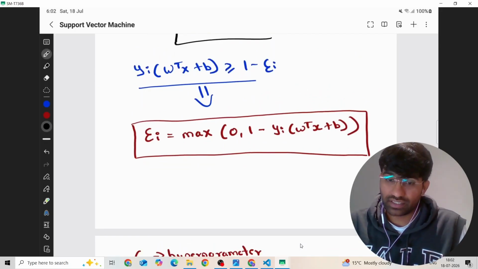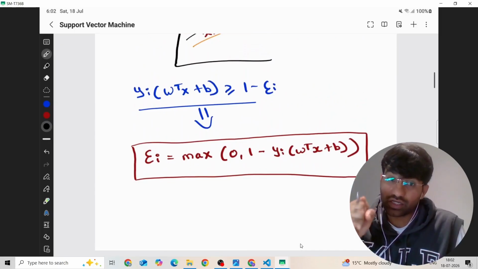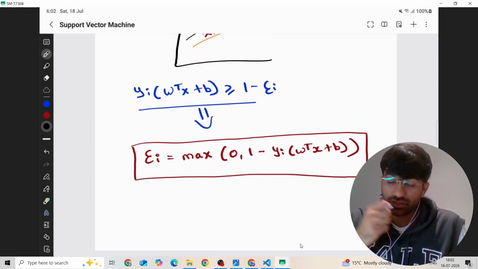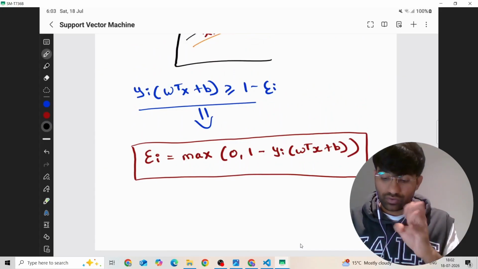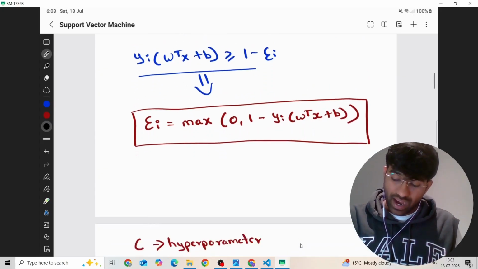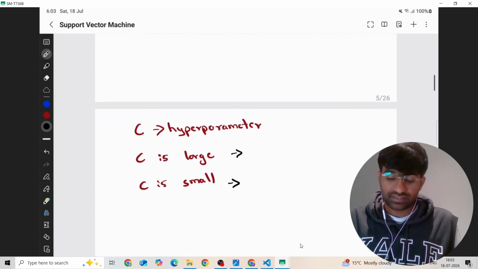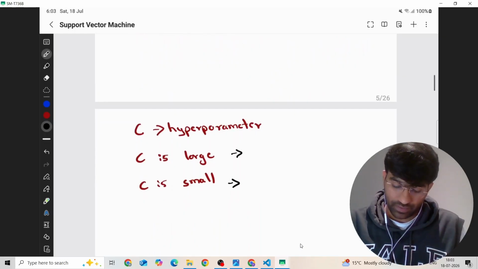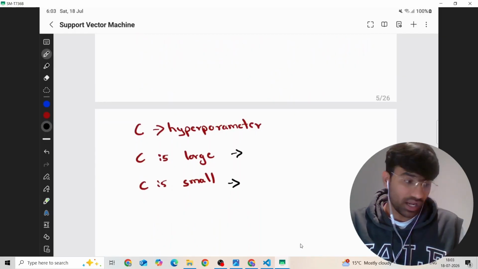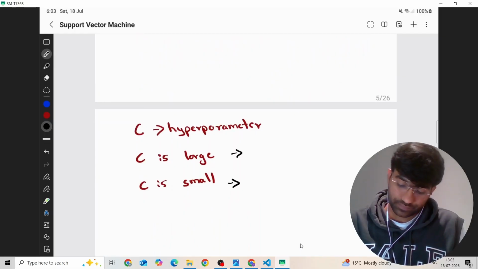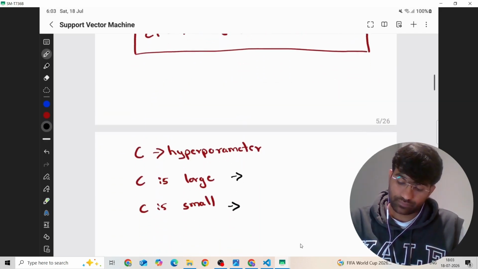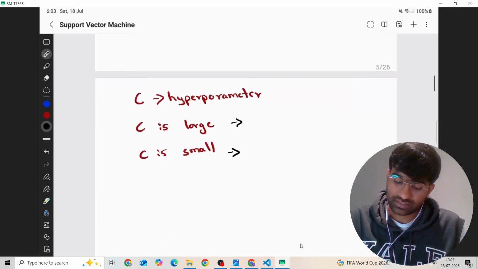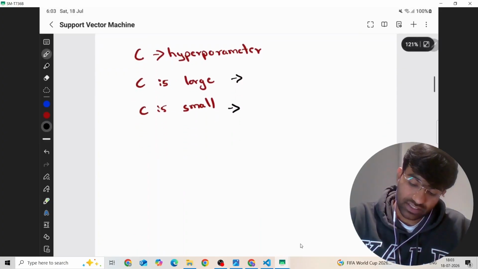And to this error term, we should have control over this error. What do I mean by control over the error? We will add a parameter C. This is known as a hyperparameter. We will add this value to our error term. Let me first explain what this C means.